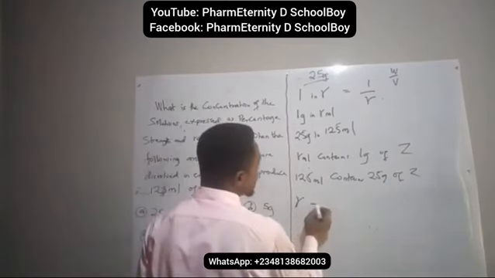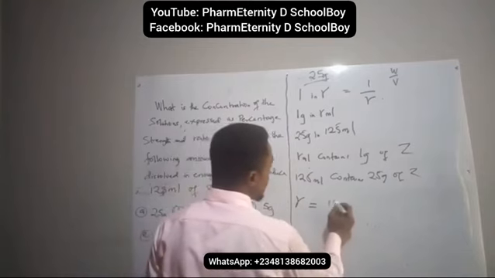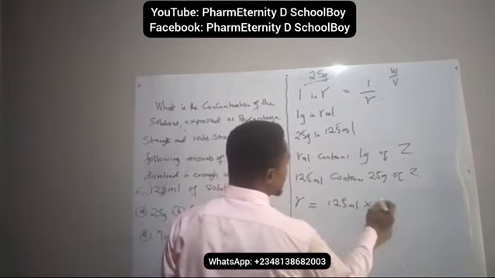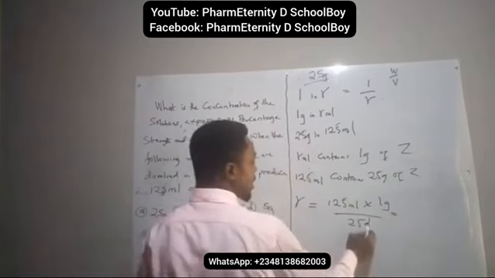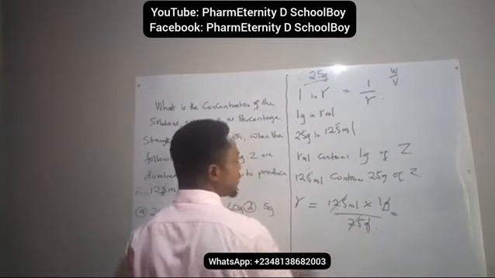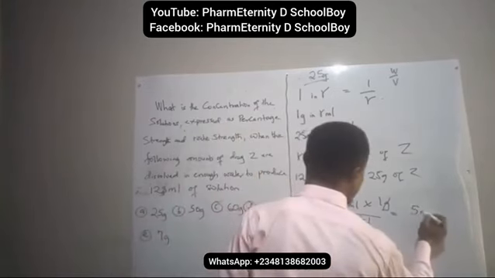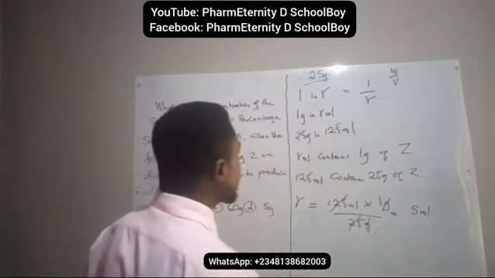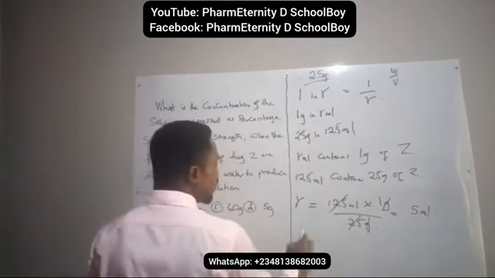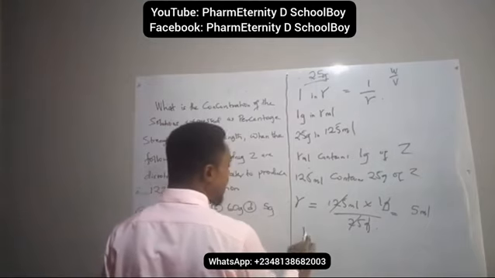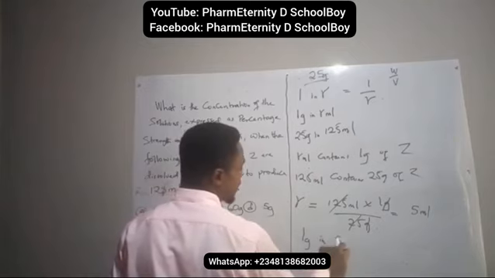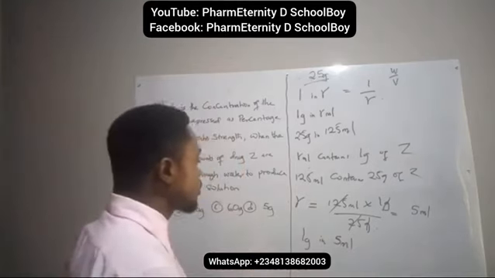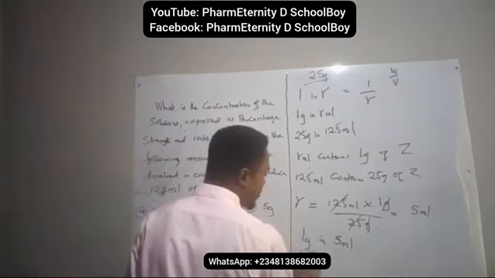So R is now what? R is now 125 ml times 1 gram all over what? 25 gram. And this will give us what? Gram cancels gram. 125 divided by 25, we have what? 5 what? ml. So in the ratio now, we now have that 1 gram of Z is found in 5 ml of the what? Solution. So this is now 1 gram and 5 what? ml.